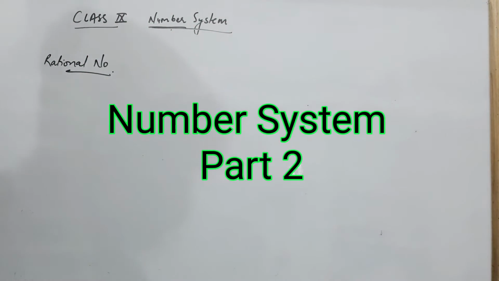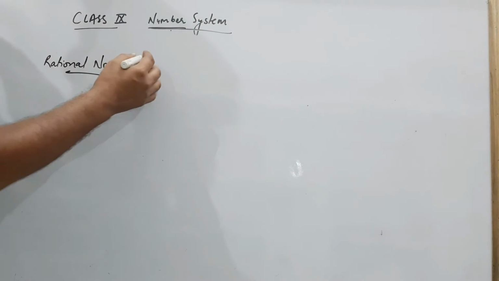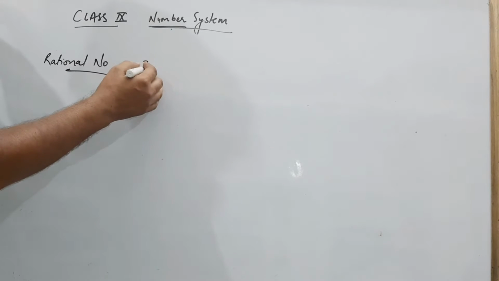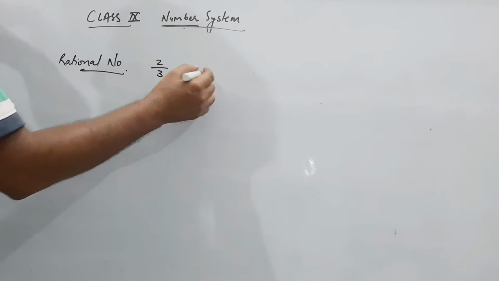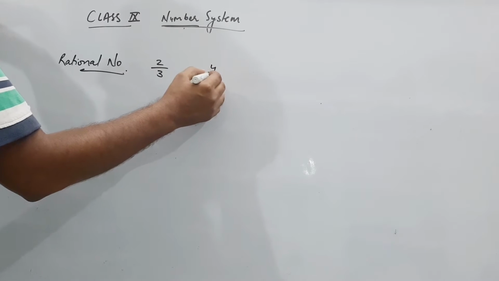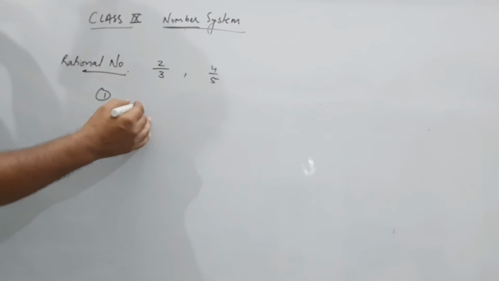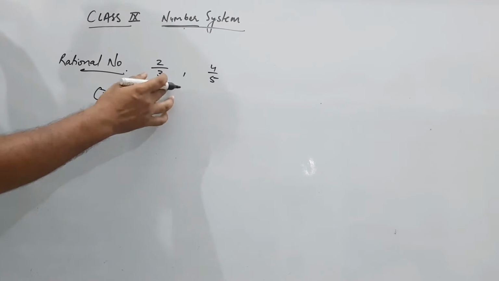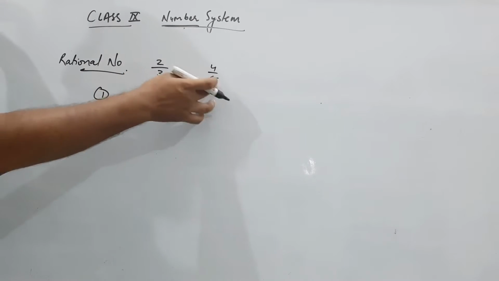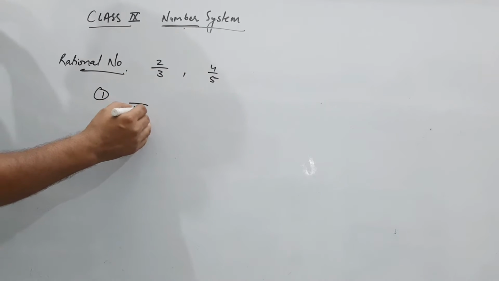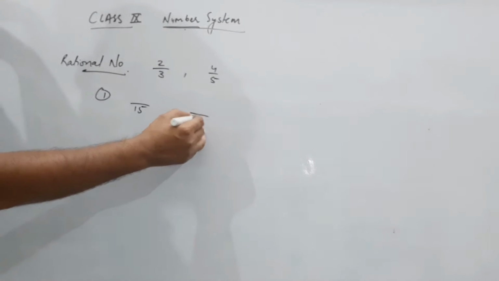Now the question usually comes: find 3 rational numbers between two given numbers, like 2 upon 3 and 4 upon 5. So step number 1, take their LCM, and I hope you know how to find the LCM of the denominators. 3 and 5 will give us 15. So write down 15, and here also 15.